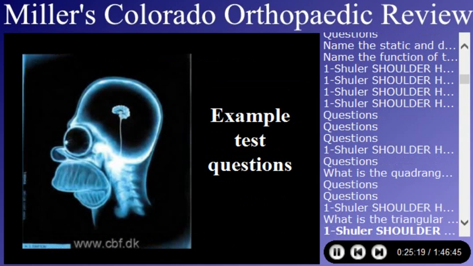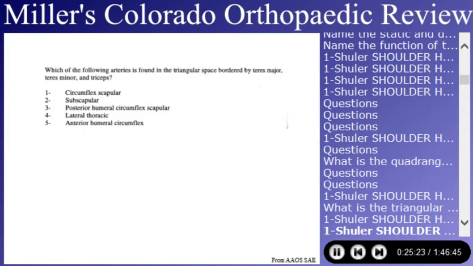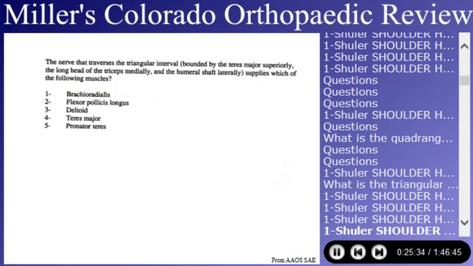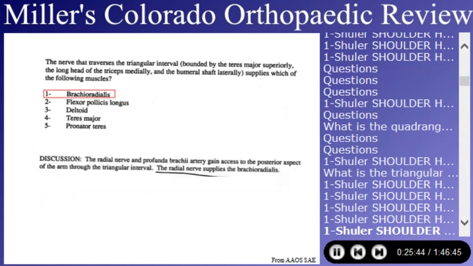Okay, example test questions. Which of the following arteries is found in a triangular space bordered by the teres major, teres minor, and triceps? Triangular space, circumflex scapular artery. The nerve that traverses a triangular interval supplies which of the following muscles? Another hoop to jump through. The nerve that's in a triangular interval is radial, brachioradialis.